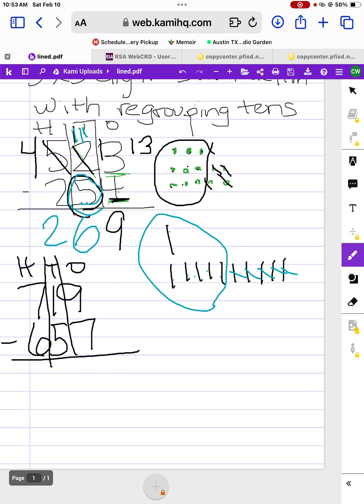So here I have more on top. There's no need to stop. So I have 9 minus 7. So I have 7, 8, 9. I had to add 2, so 9 minus 7 is 2.